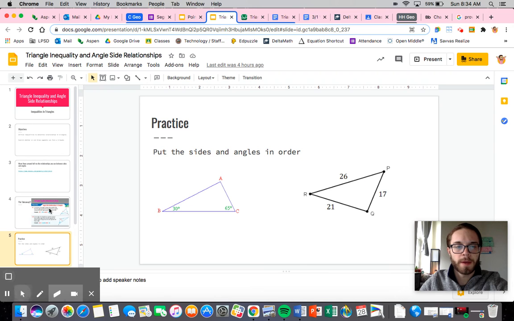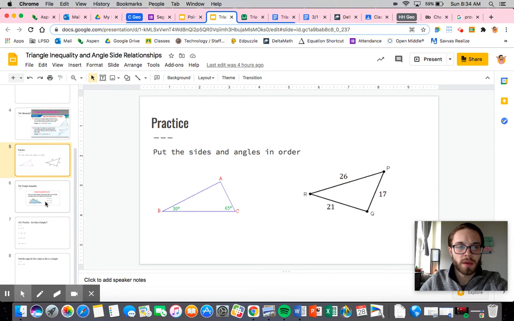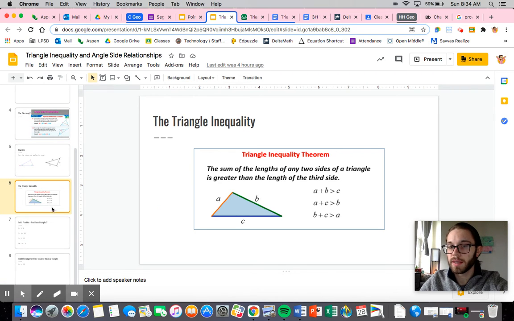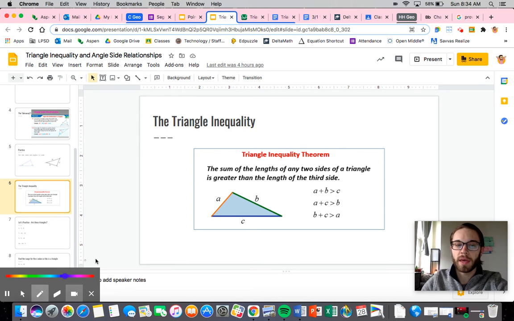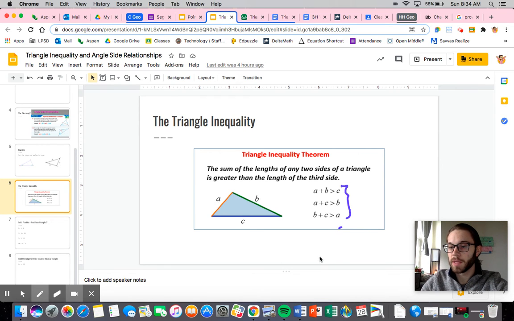All right. So let's move on to the next part, the triangle inequality. Now, this is actually going to determine whether or not three lengths can make a triangle. And in order for any three lengths to make a triangle, they have to satisfy all three of these. Okay? If they fail any of them, these three, this would not be able to be a triangle.